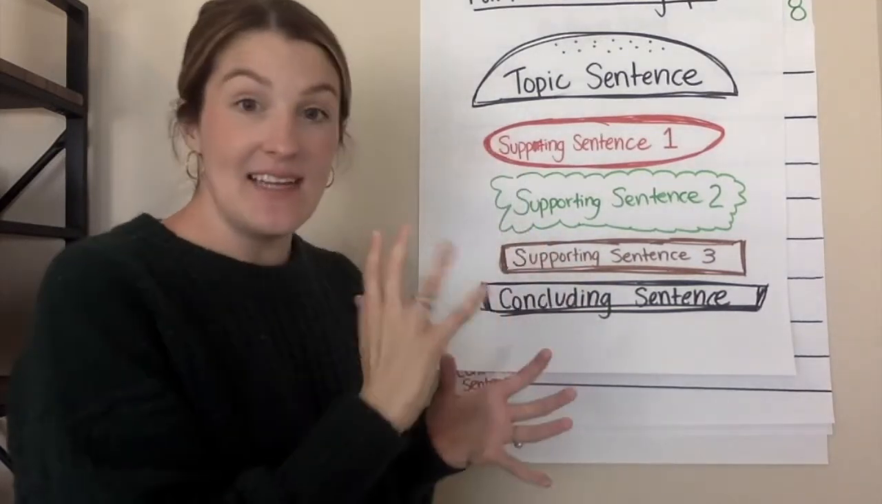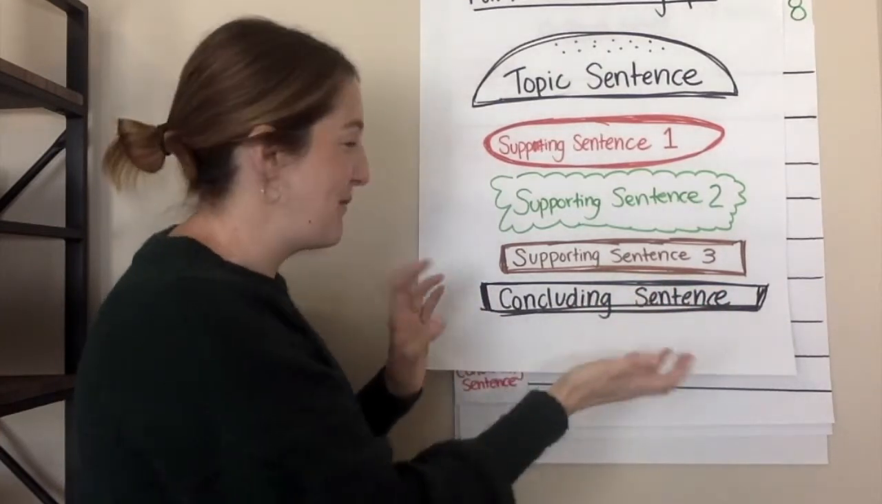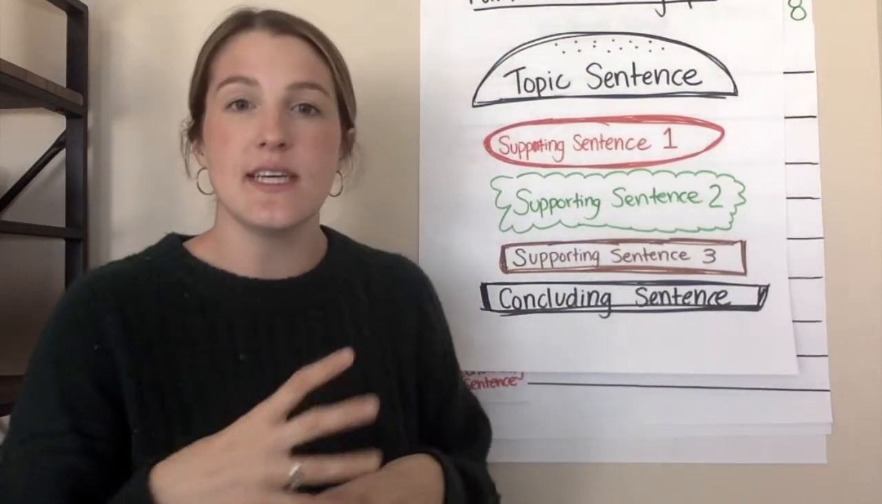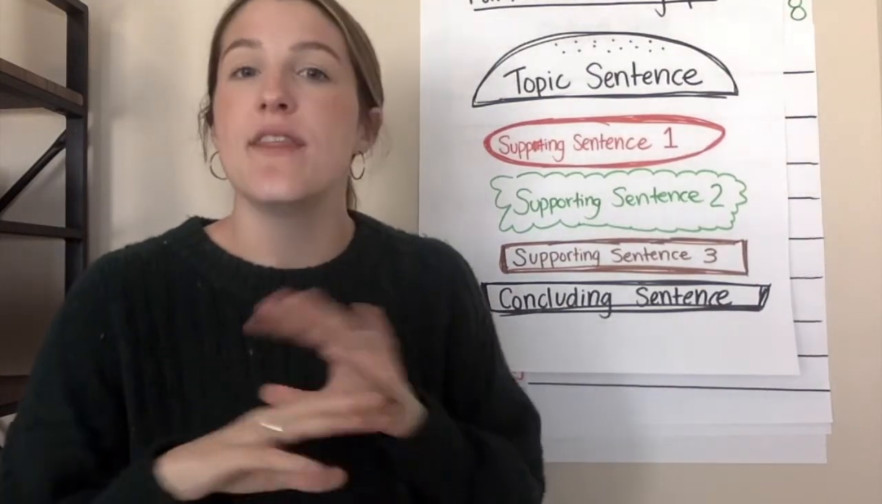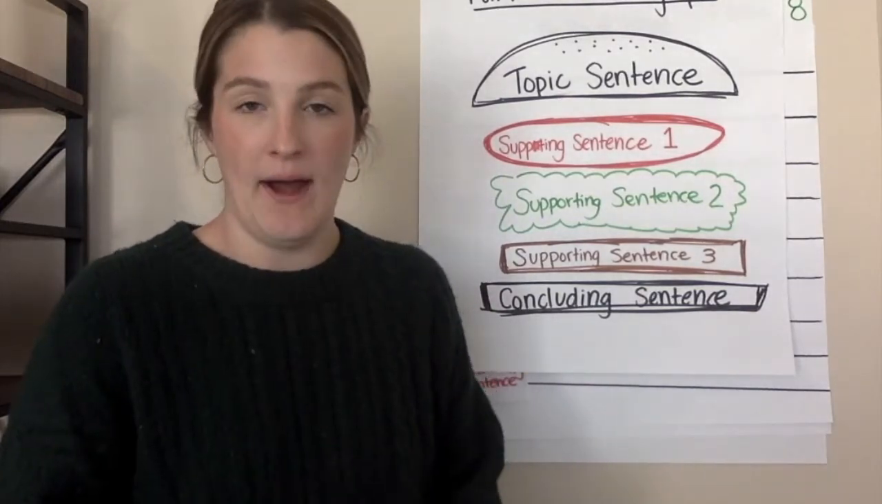Then at the end, you need something that holds it all together, just like the bottom of a hamburger bun. That's going to be your concluding sentence. Your concluding sentence lets your reader know that your paragraph is done. It wraps up what you're talking about.